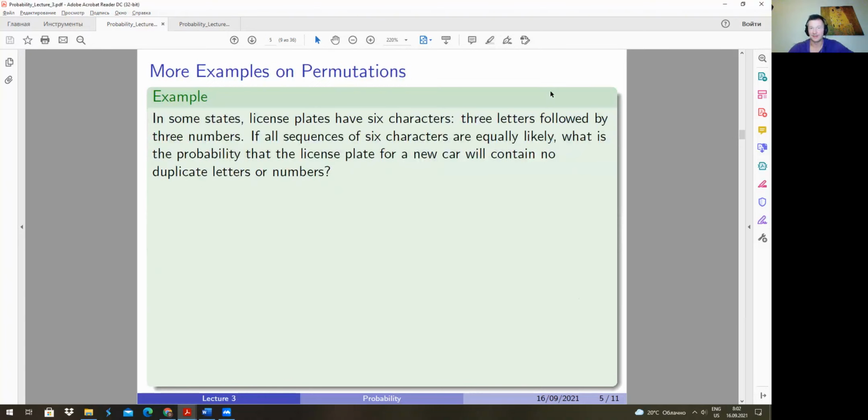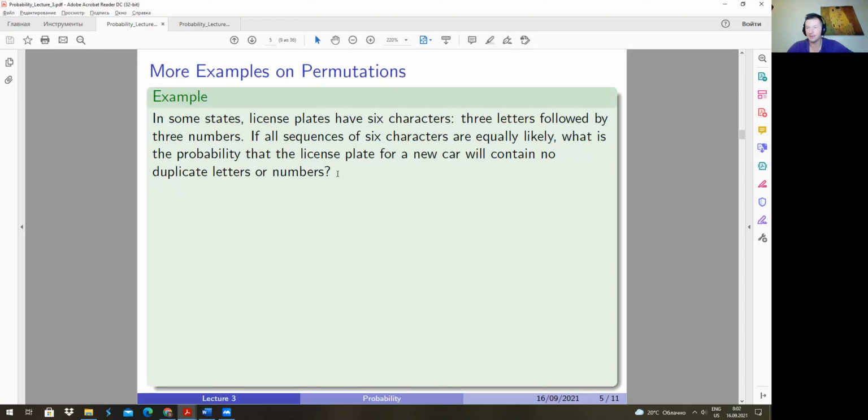Okay, so one more example for you. It's a bit more extended. In some states, license plates have 6 characters. Like in Russia, for example, we have license plates with 6 characters: 3 letters, and then 3 numbers. If all sequences of 6 characters are equally likely, what is the probability that the license plate for a new car will contain no duplicate letters or numbers?